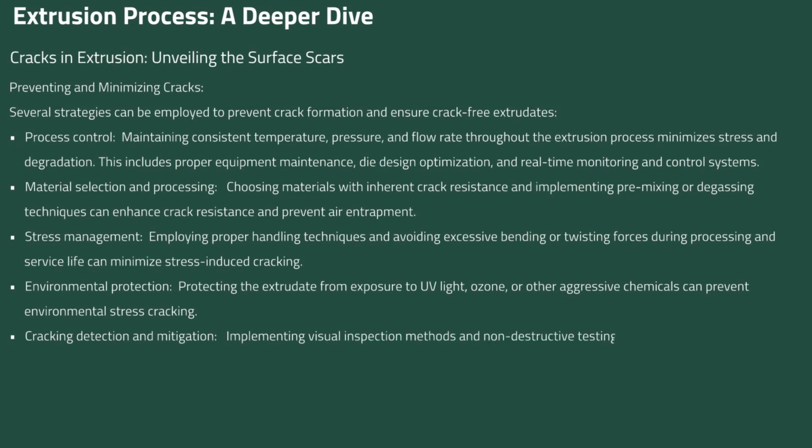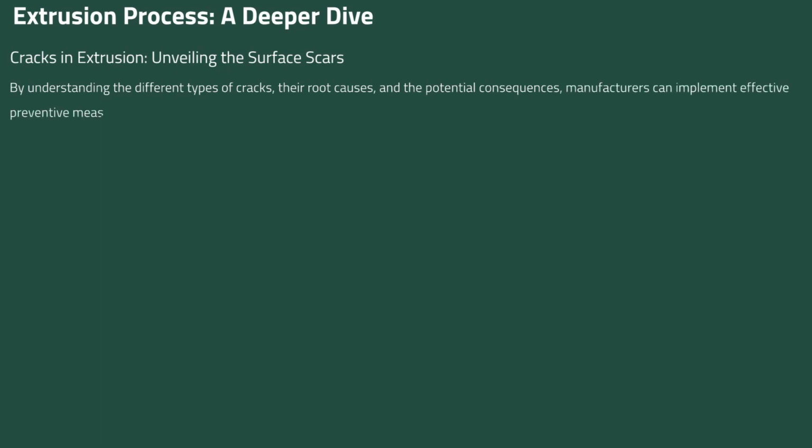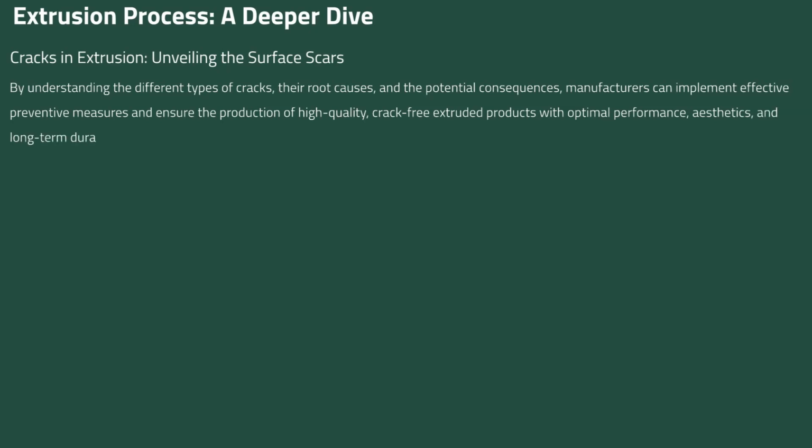Cracking detection and mitigation. Implementing visual inspection methods and non-destructive testing techniques can help detect cracks early and prevent them from propagating further. By understanding the different types of cracks, their root causes, and the potential consequences, manufacturers can implement effective preventive measures and ensure the production of high-quality, crack-free extruded products with optimal performance, aesthetics, and long-term durability.